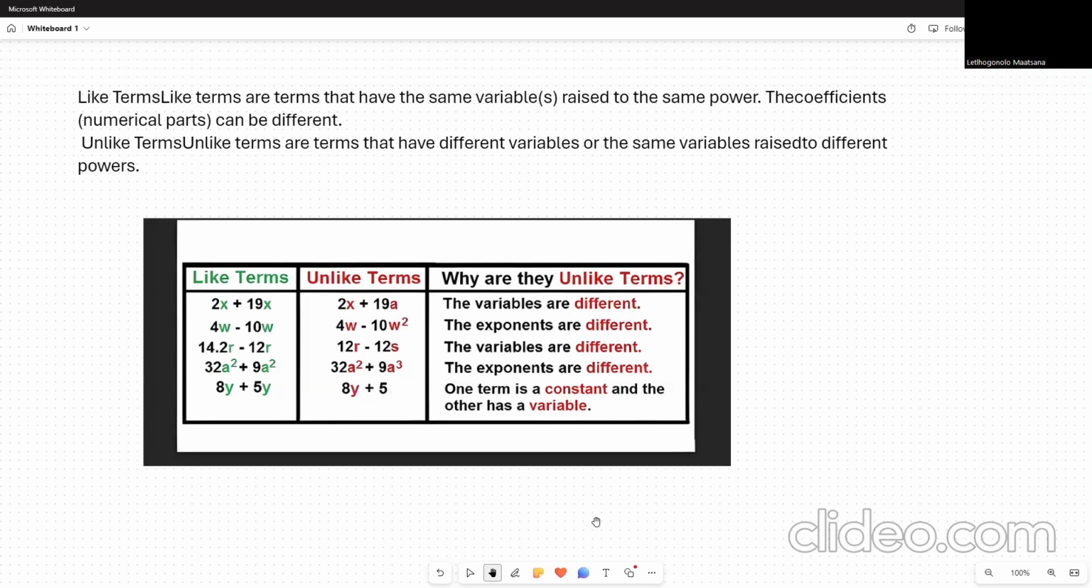So what you can do with like terms is add them and also subtract them.